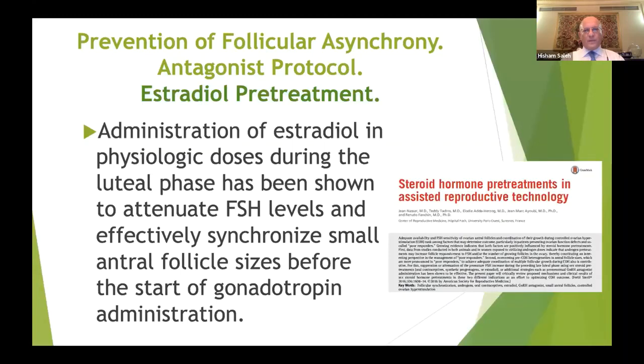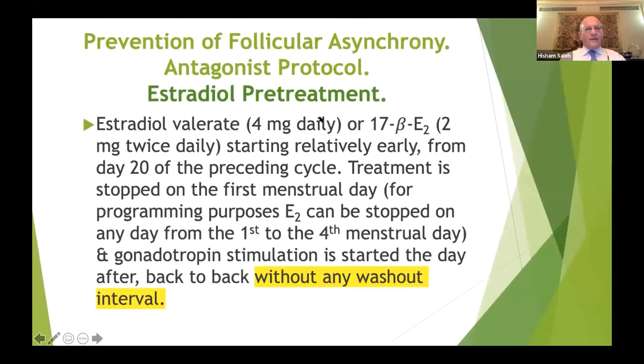Estradiol valerate 4 milligrams daily, starting relatively early from day 20 of the preceding cycle. The treatment is stopped on the first menstrual day, or for programming purposes, E2 can be stopped on any day from day 1 to day 4 of the menstruation. So for programming purposes, we have 4 days of flexibility. Either you stop it on the first, second, third, or fourth menstrual day. And gonadotropin stimulation is started the day after, without washout periods, back to back.